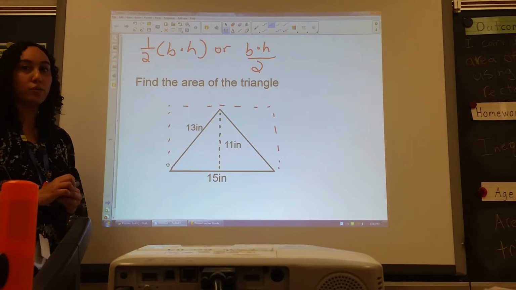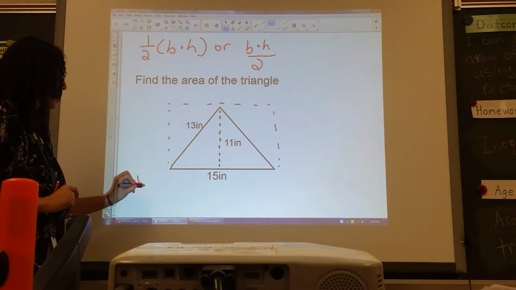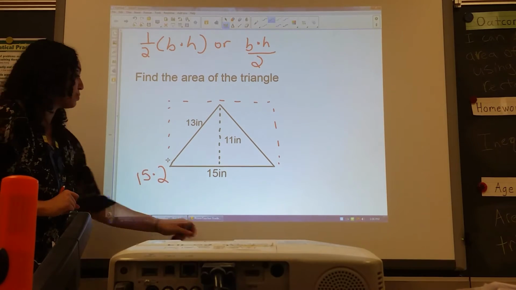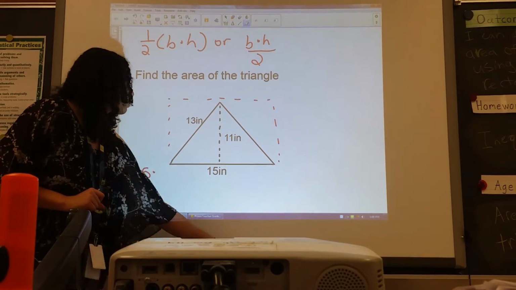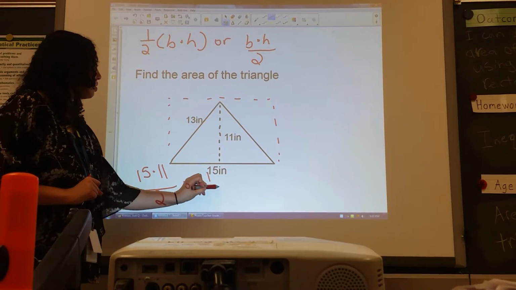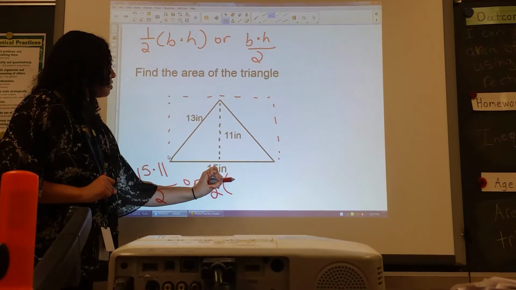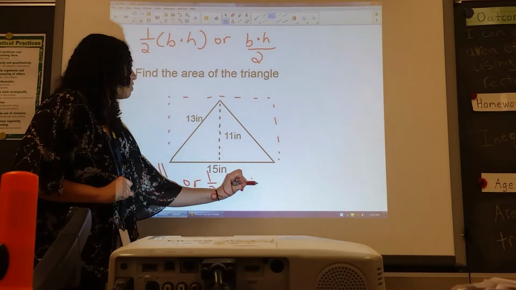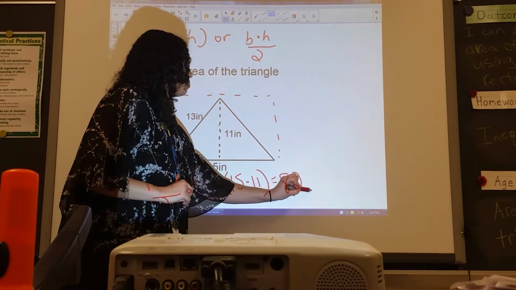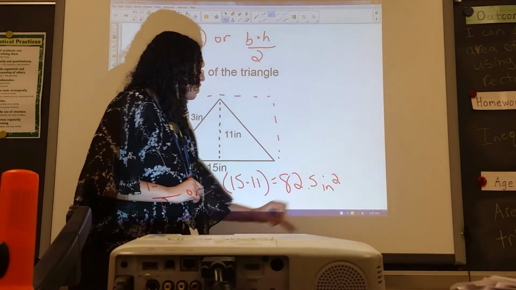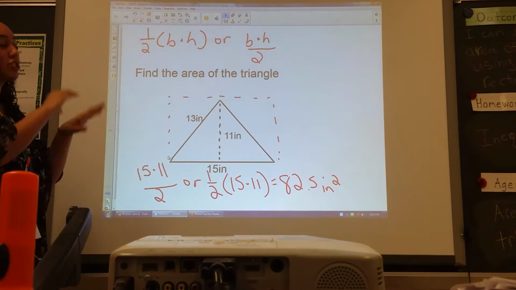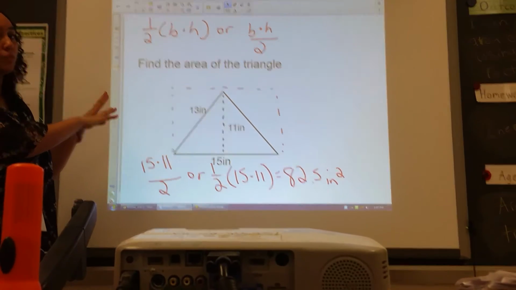That's what we've been doing with these. So we have 15 times 11, divided by 2, or 1/2 15 times 11, and we'll get our area equals 82.5 inches squared. That's what we did in class. So that's just a brief summary of what we did with triangles.